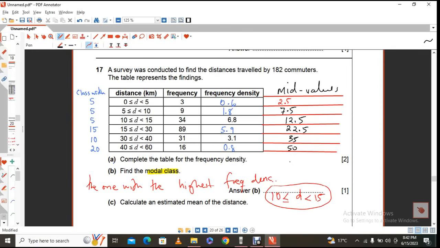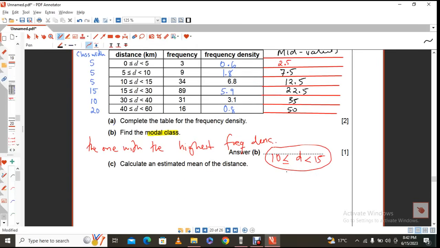Right, why is that important information? Because to find the estimate of the mean, we'll have to multiply, and I'm going to try to see if I can squeeze everything. So I'm saying the sum of the frequency times the midpoint: 3 times 2.5, plus the next one, 7.5 times 9, the frequency, plus the next one, 12.5 times 34.